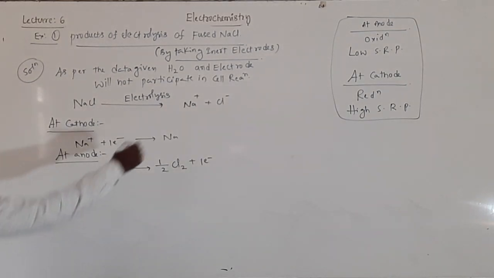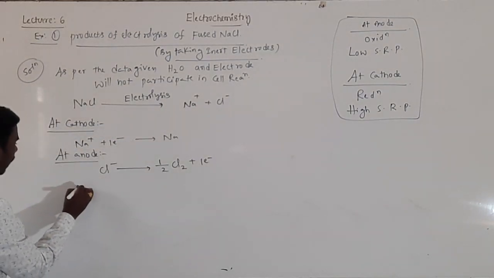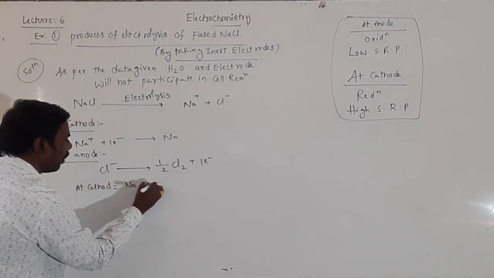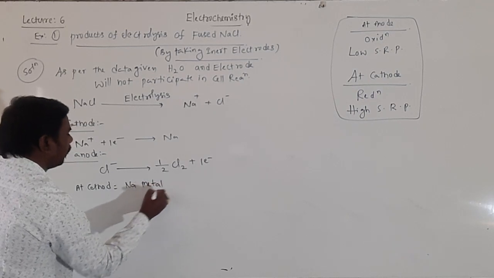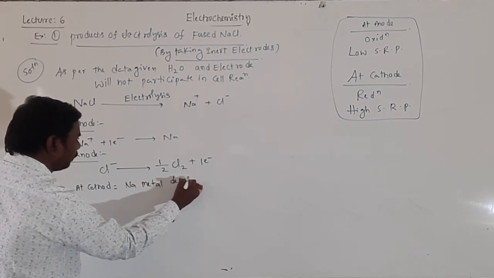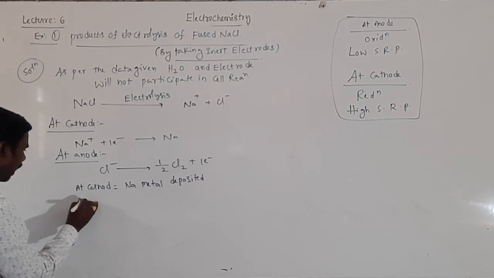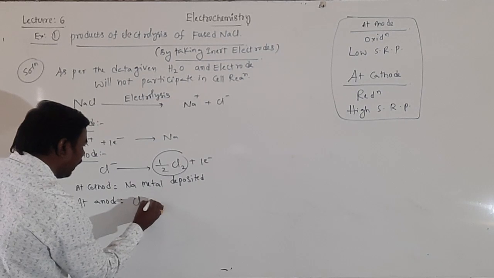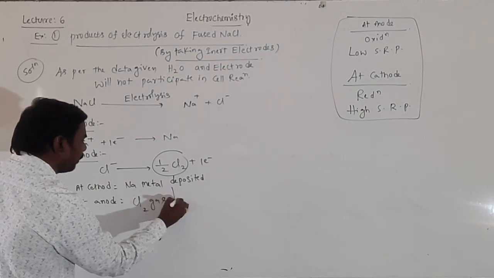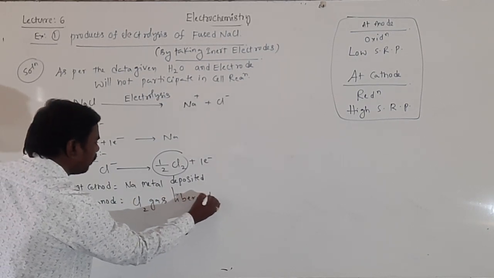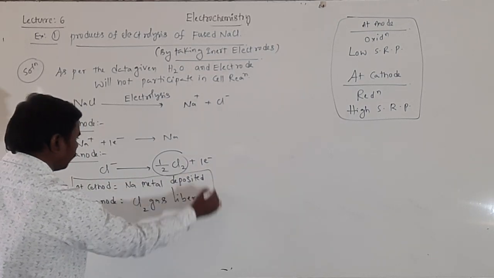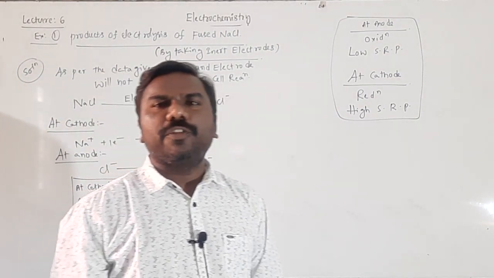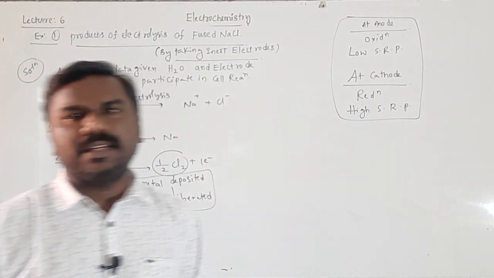Getting all of you? It means the products are: at cathode, sodium metal deposited. At anode, what is the gas liberated? Chlorine gas liberated. Getting, students? It is your answer. They will expect this answer, a 2 marks question. So what are the products of fused NaCl when electrolyzed?